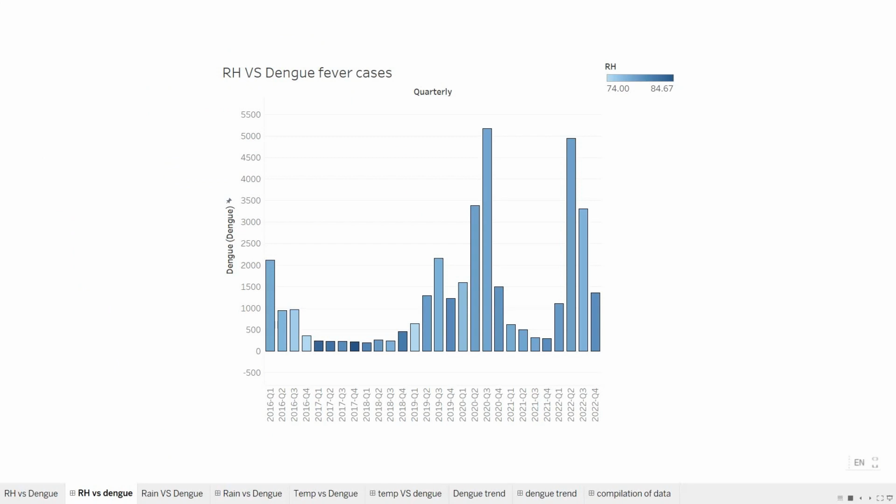The quarterly relationship between the number of dengue cases and the relative humidity is seen in this table. The higher the relative humidity, the darker the color of the bar. Typically, when the relative humidity is higher, the number of dengue cases will be higher too.